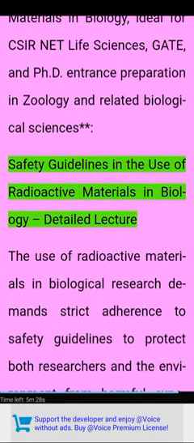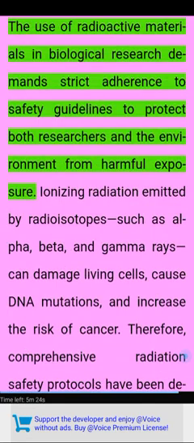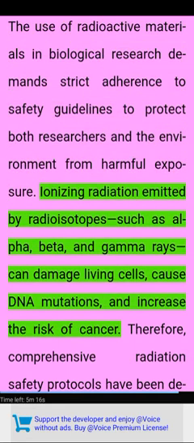Safety guidelines in the use of radioactive materials in biology. Detailed lecture. The use of radioactive materials in biological research demands strict adherence to safety guidelines to protect both researchers and the environment from harmful exposure. Ionizing radiation emitted by radioisotopes, such as alpha, beta, and gamma rays, can damage living cells, cause DNA mutations, and increase the risk of cancer.